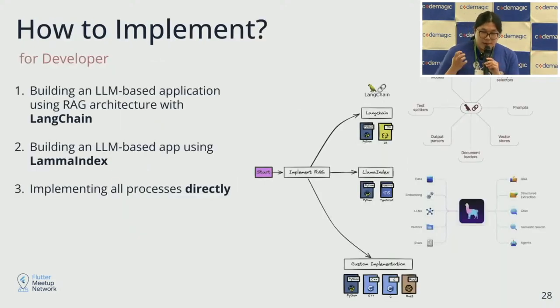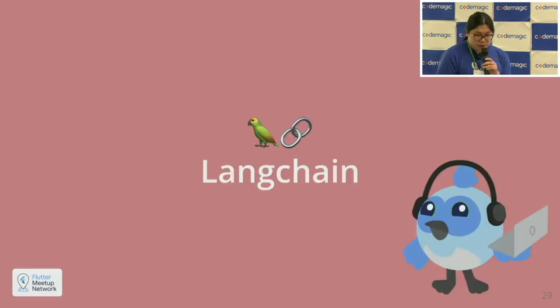So how should we implement RAG as developers? The first method is using LangChain, which is generally used. The second is LlamaIndex. And the final way is implementing all steps directly by yourself. Today we will look at LangChain, so let's move on to LangChain.